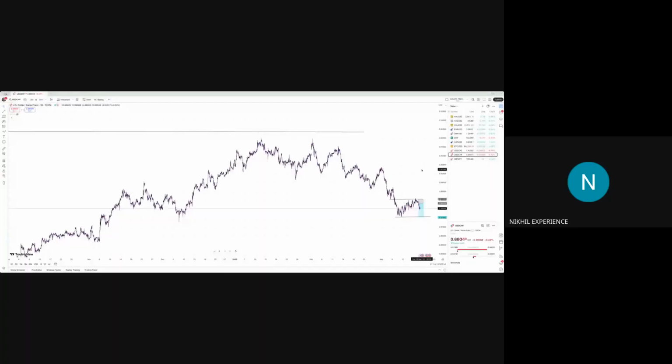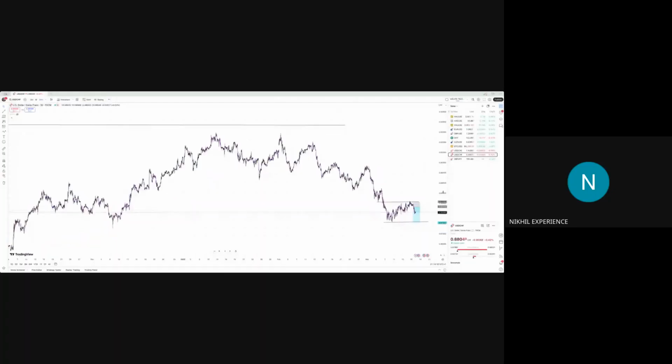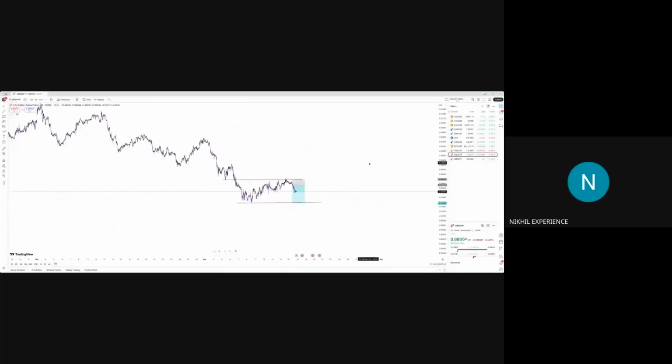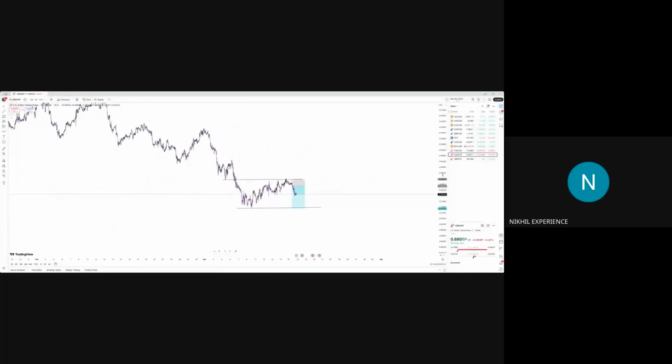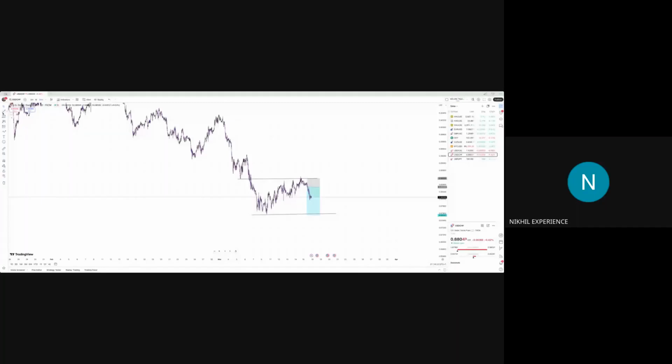So now on the 30 minutes time frame, if you trade chart patterns, you can see this as a rising wedge, right? You can see this as a rising wedge here.